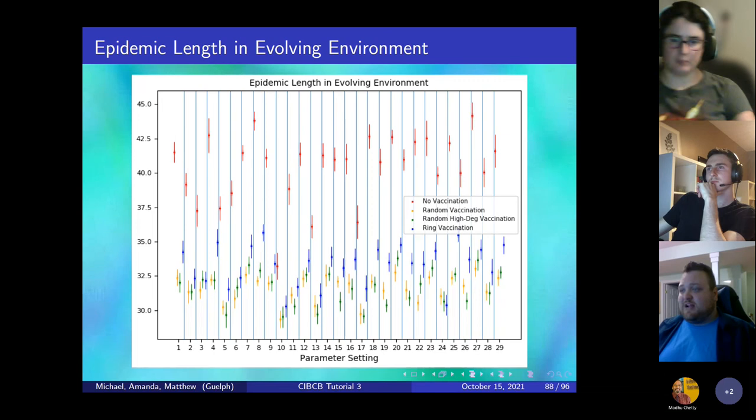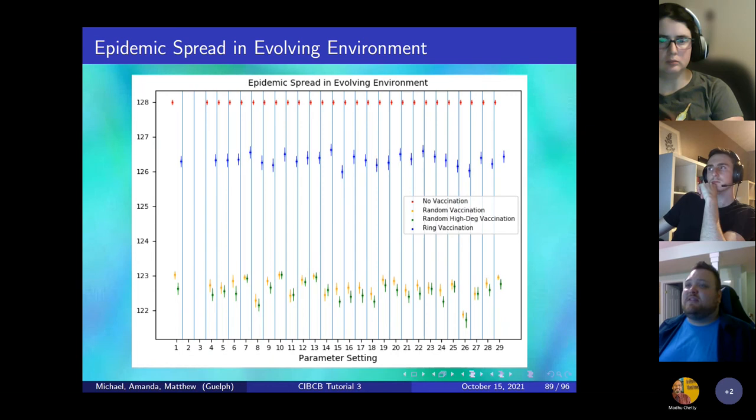And so what about epidemic spread in an evolving environment? With no vaccination, we're able to infect everyone. Ring vaccination definitely performs far worse than the random strategies. And the random strategies there at the bottom more or less mirror each other. Sometimes one's preferred to the other. But when that is, it's normally random high degree vaccination.